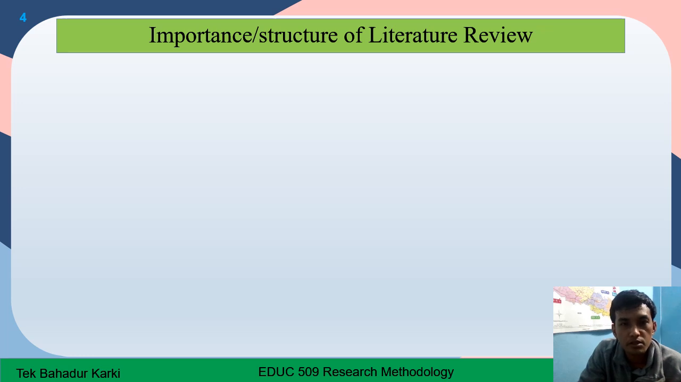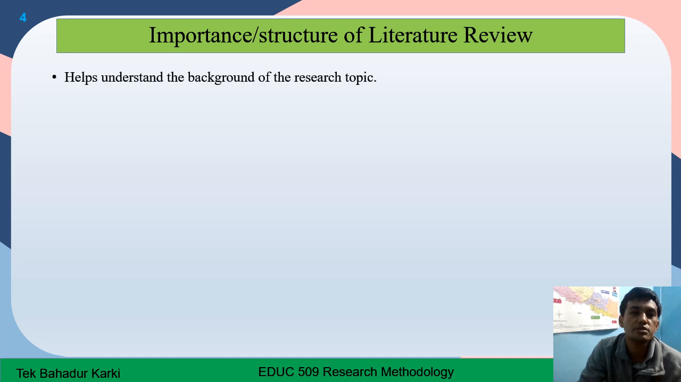So the next is importance and structure of literature review. These are some of the importances, and the first one is it helps to understand the background of the research topic. For any research topic, we have to find its background. That means when it started, what is its history, how it has evolved. All those things should be in our research. So for that, we need to do the literature review.